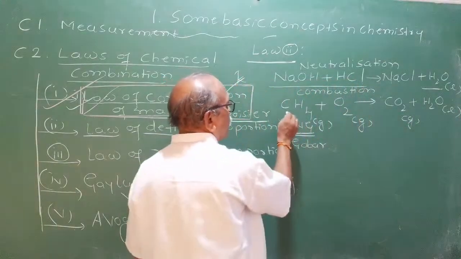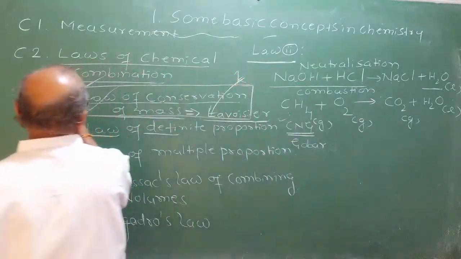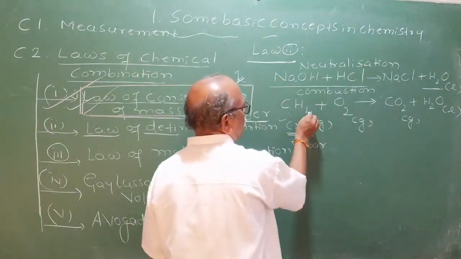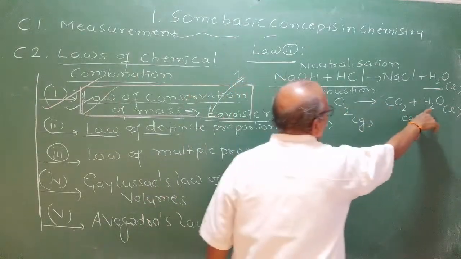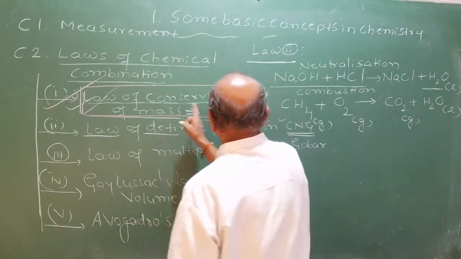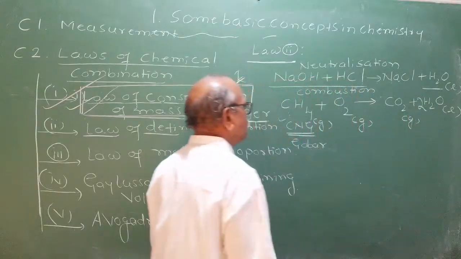Balance them if required. Without balancing, the equation becomes meaningless because you cannot violate the first law. Carbon 1 atom, carbon 1 atom. Hydrogen atoms are 4 here, there are 2. If you do not balance it, you are going against the Lavoisier law, that is the law of conservation of mass. Therefore, I must take here 2H2O.